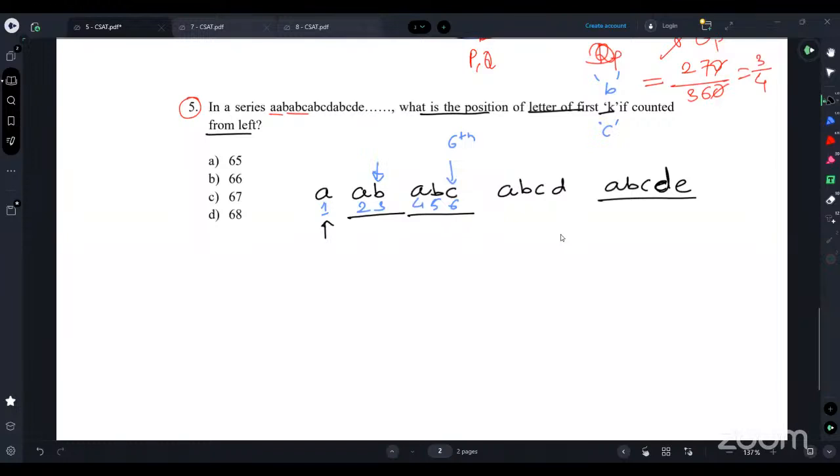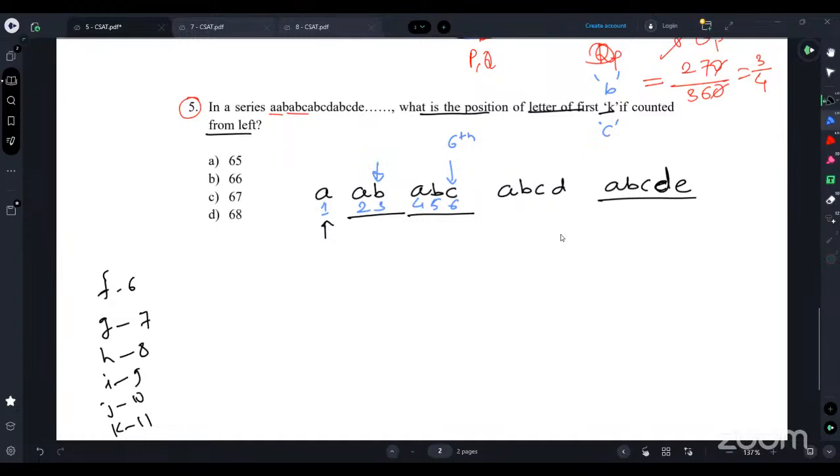Okay, see. F is at the sixth position. If you don't know, I'm talking about the position of K. Okay, F, G, H, I, J, K. Right. So G will be at 7th, 8th, 9th, 10th, and 11th position. So K is at the 11th position.